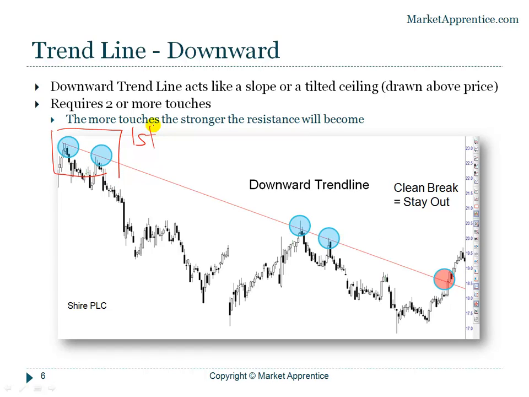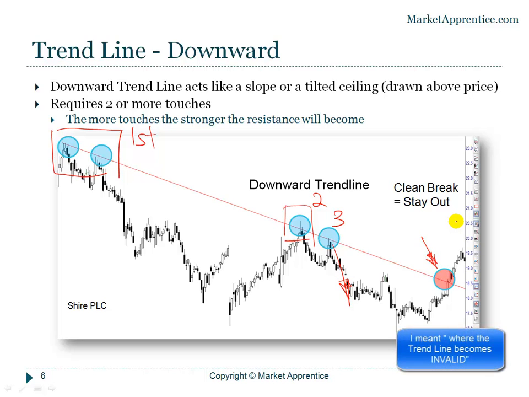Moving slightly down, we see the second touch. Now that we have 2 touches, we're able to draw the trend line. And the third touch is where we take the trade to go short. After the third touch, there was a clean break around here, and this is where the trend line becomes invalidated. And this is where we as trend traders stay out.